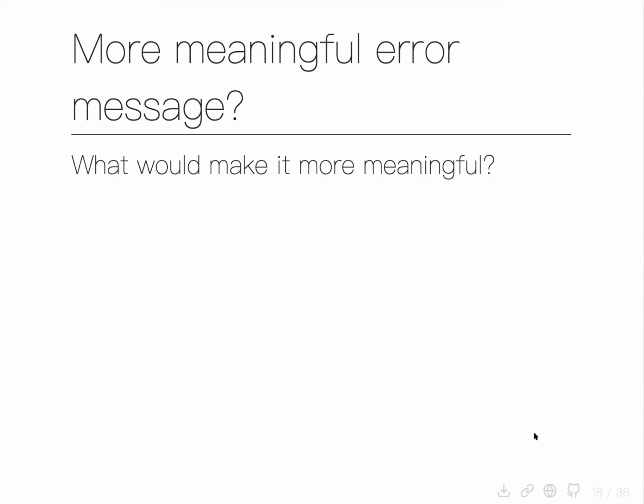Can we think of something that would make the error message even more meaningful, though? Saying they're different lengths is good, but could we do something even more meaningful? We could state the lengths of each of them. Rather than just saying these two generic vectors are not the same length, we could say the first one is length 7 and the second one is length 14.